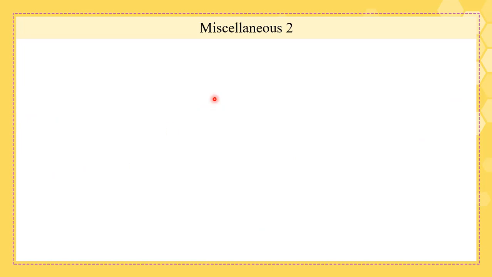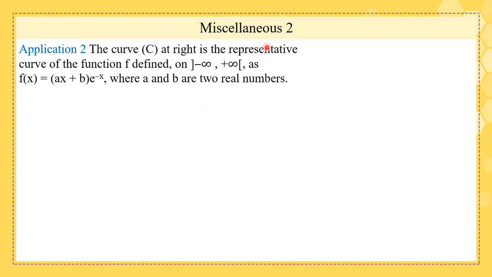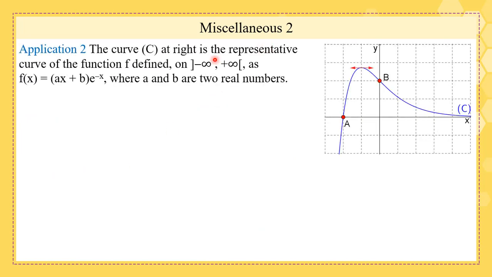Now let's see miscellaneous 2. The curve C at right is the representative curve of a function f, which is defined on minus infinity to plus infinity as f of x equals (ax plus b) times e to the power minus x, where a and b are two real numbers. Now, A is a point whose coordinates are negative 2, 0, and B is a point whose coordinates are 0, 2, as you see here on the graph.